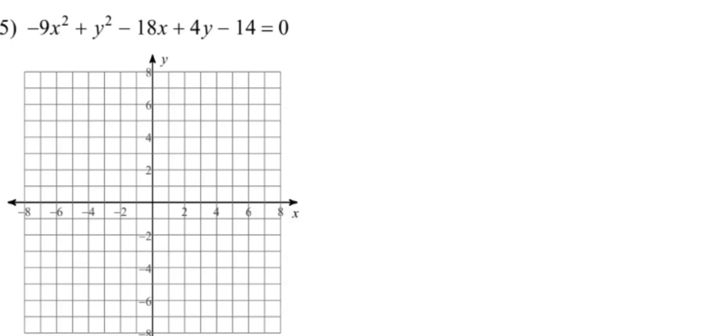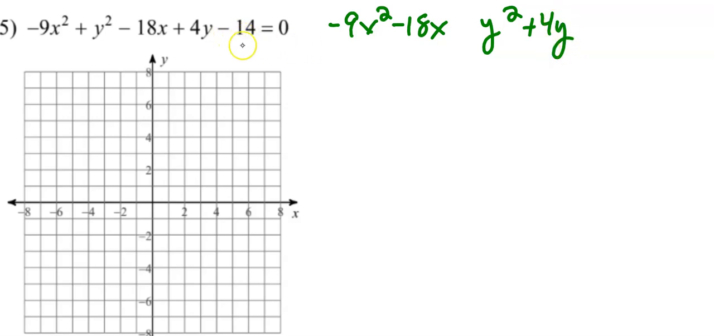First thing I'm going to do is group my x's. So I've got negative 9x squared minus 18x. I'm going to group the y's. I get y squared plus 4y. Now this negative 14 doesn't have an x or a y with it. I'm going to temporarily just move it over to the right. So I'm going to add 14 to both sides of this equation, and I get the 14 over there.